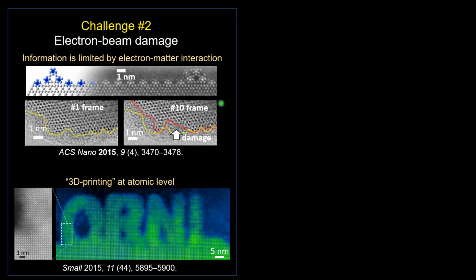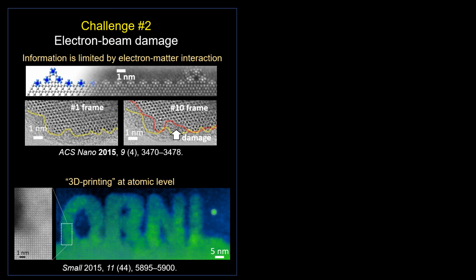The second challenge I want to introduce is the so-called electron beam damage. Basically, electron microscopes nowadays are no longer limited by lens aberrations, but by the electron-matter interaction itself. Many important materials, such as organic materials, are very prone to be altered by fast electrons, so they are very difficult to study under electron microscope. For instance, some materials can be amorphized, and some others can be recrystallized under the electron beam.